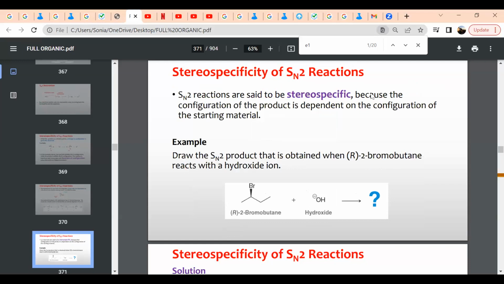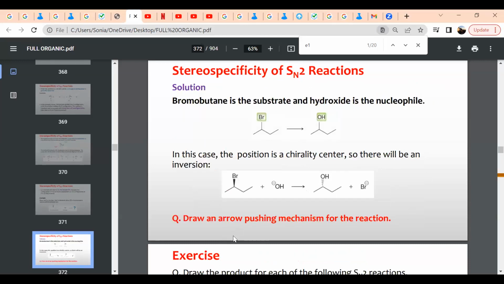SN2 reactions are usually said to be stereospecific because the configuration of the product is dependent on the configuration of the starting material, which is what we've said. If you've started with R and it's proceeding with SN2, you will end up with S.